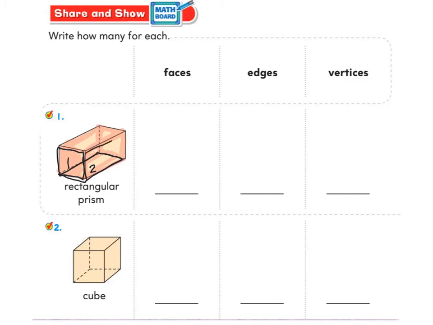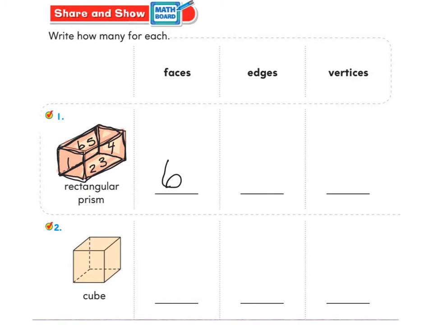This one on the side makes 3. This on the back makes 4. This one on top makes 5. And then this one in the back, which is going to be hard to see, makes 6. So there are 6 faces on a rectangular prism.